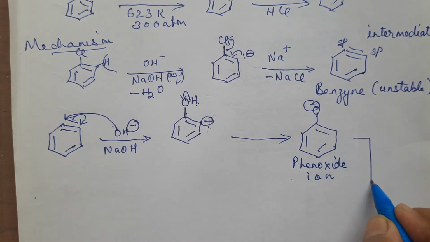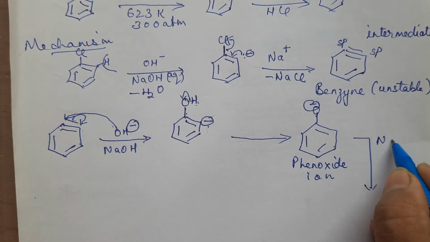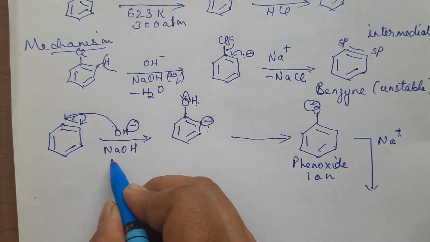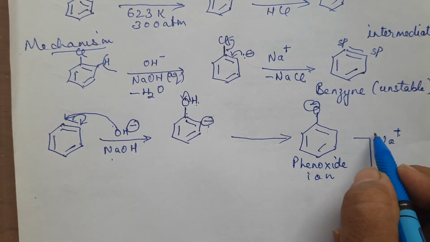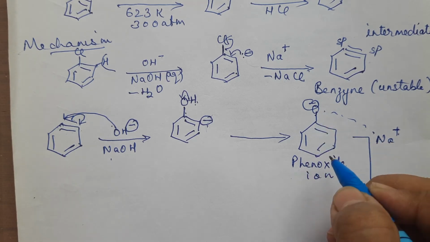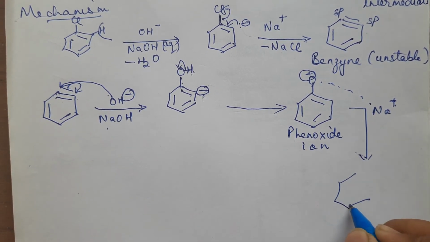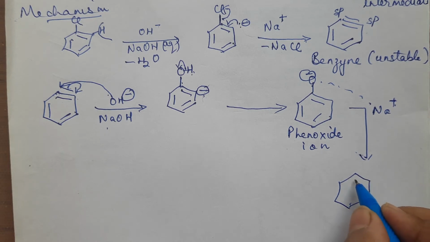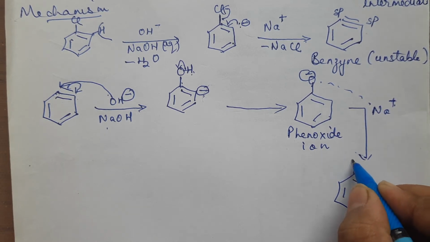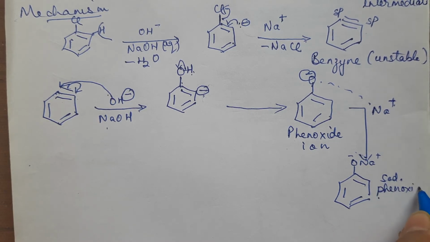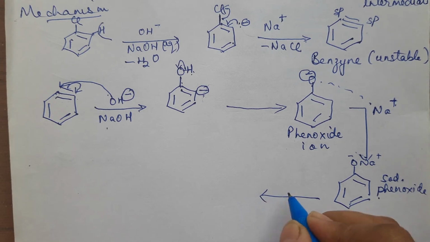Now, this phenoxide ion is further attacked by this Na plus, because we have shown this OH minus. What about that Na plus? This Na plus will try to attack this particular O. So what we will get here, we are going to write in the next step. This will be as such. This will now be O, Na plus, and this minus. We got sodium phenoxide. What did we get here, children? Sodium phenoxide.